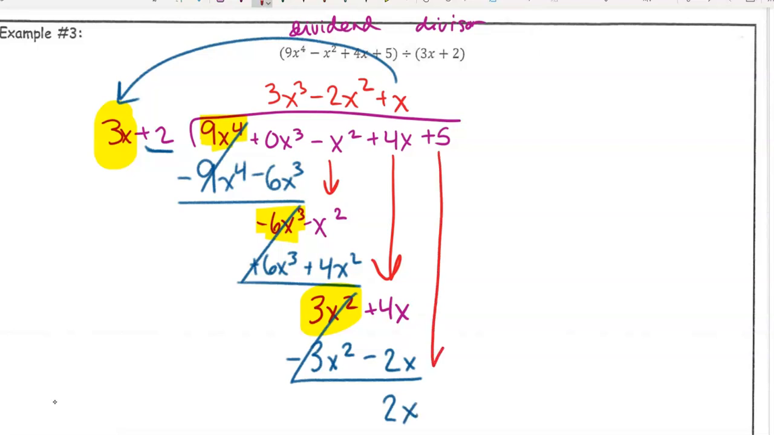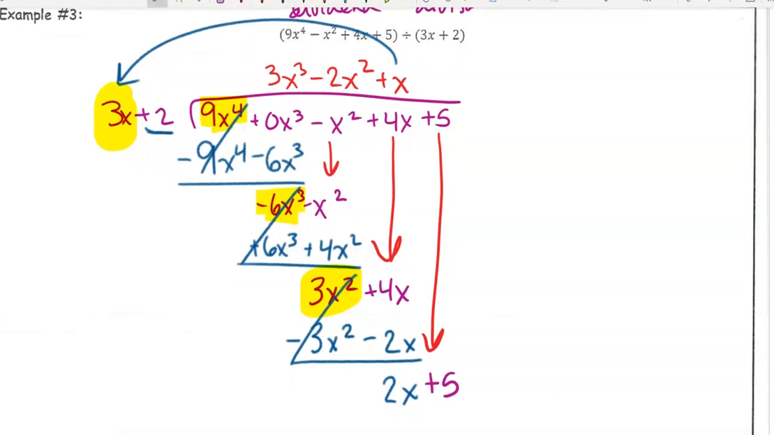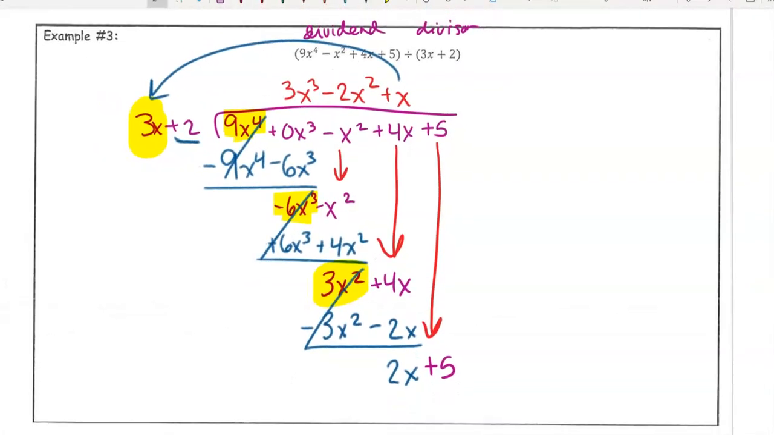Bring down the next term. So now we have 2x plus 5. 2x divided by 3. Well, 2 cannot be divided by 3 without making a fraction. So that stops us right here. This is our remainder. And it's going to be divided by the divisor. Let's go ahead and set up our answer.